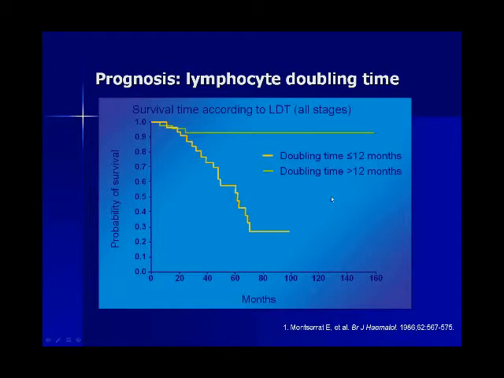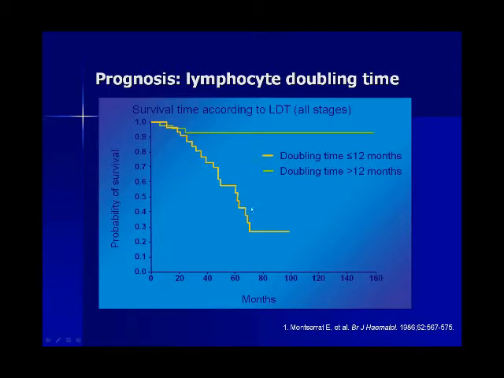So it's looking to see, if your lymphocyte count goes from 10 to 20, how long does it take for that to happen? And then the next time you go, it will double again, 20 to 40 and then 40 to 80. So if your lymphocyte count is doubling within less than 12 months, then generally you tend to have a worse survival. That's what these two curves here show. On the y-axis, that vertical line, up at the top is 100% survival, and then down here is 30, 20, 10% survival. So you can see by about 7 years, 80 months, you've got about 20 to 30% survival.